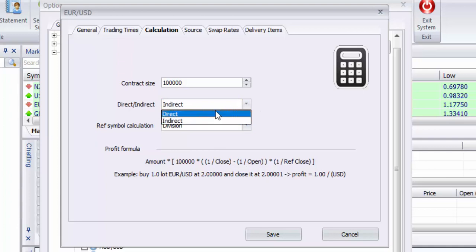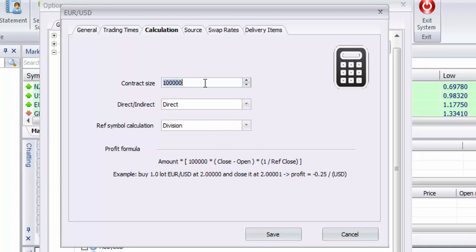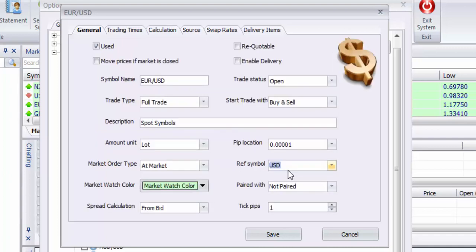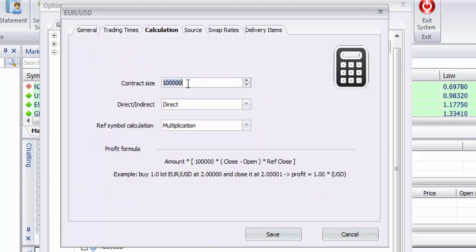You can see any changes that you make on the contract size, the direct or indirect, or the reference symbol. You can change it from division to multiplication. In multiplication, it multiplies the ref close, which is the ref symbol that we've configured here. In this example, I have the contract size to be 100k, the direct and division. So we can apply the amount by the contract size by the close minus the open, and multiply them by 1 divided by the ref close.